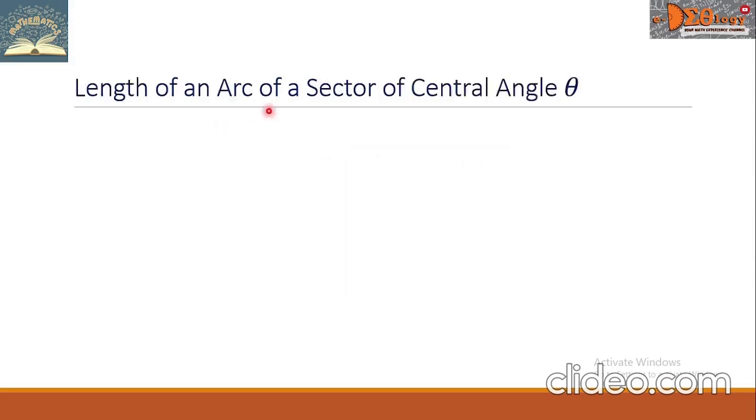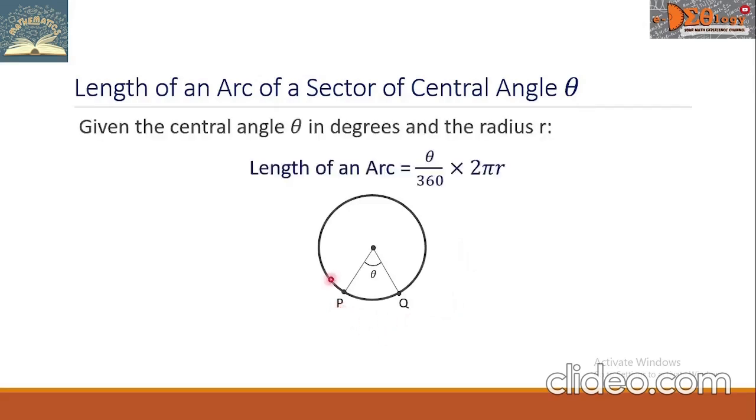Now the length of an arc of a sector of central angle theta. With this figure, the length of an arc means we want to get the length of PQ. Now, given the central angle theta in degrees and the radius r, the length of an arc equals theta over 360 times 2 times pi times r.